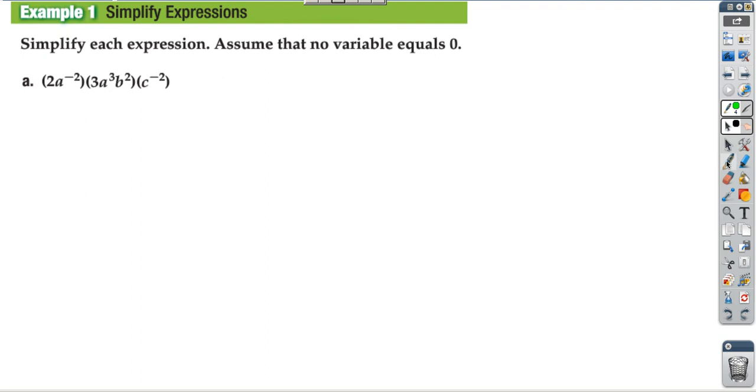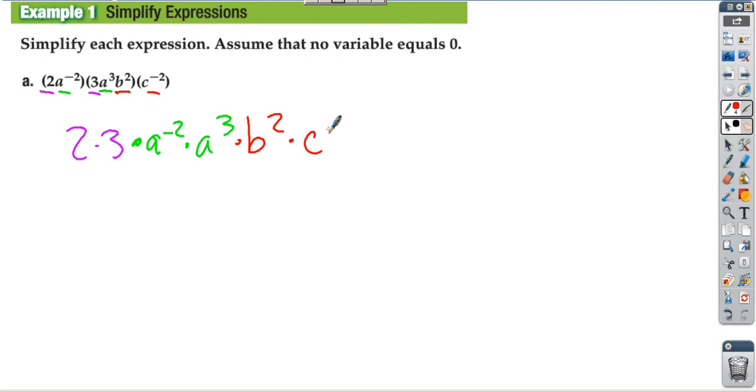So let's do a couple of these examples. The way that we do these is we take numbers with numbers, so 2 times 3. We take powers of a with powers of a, so a to the negative 2 times a to the 3. That's a 3 right there, by the way. And we take the b's and the c's, but they don't have any terms that go with each other, no like terms, so we're just going to leave those as is.